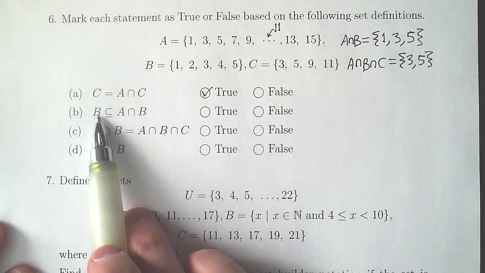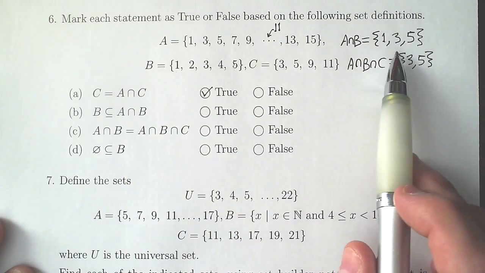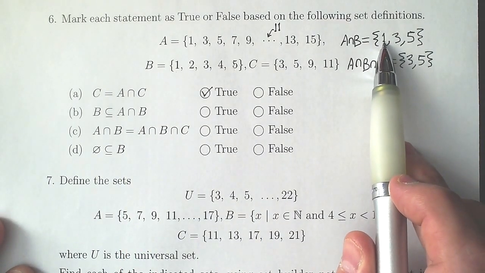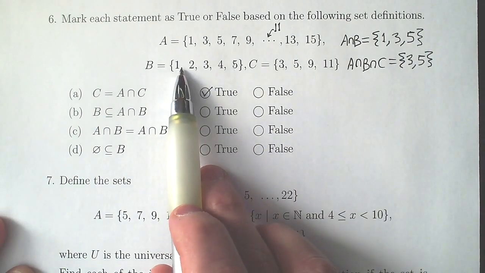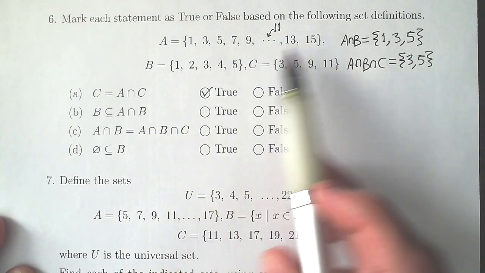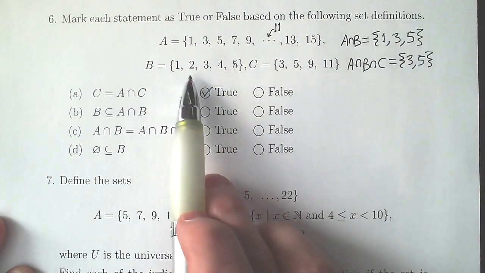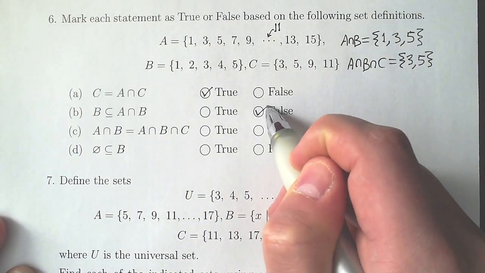Part B, is B a subset of this? Well, that's why it helps that I wrote this off to the side. A intersected with B has 1, 3, and 5. The set B has some stuff that is not in this set, like the number 2 and the number 4. And for that reason, this is false.